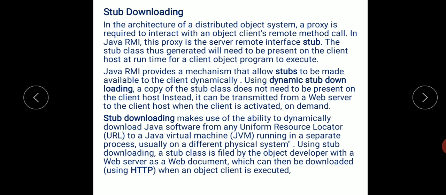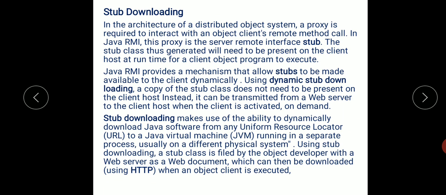Using dynamic stub downloading, a copy of the stub class does not need to be present on the client host always. Whenever we require a stub, we can download it. This technique is called dynamic stub downloading. It can be transmitted from the web server to the client host when the client is activated on demand.